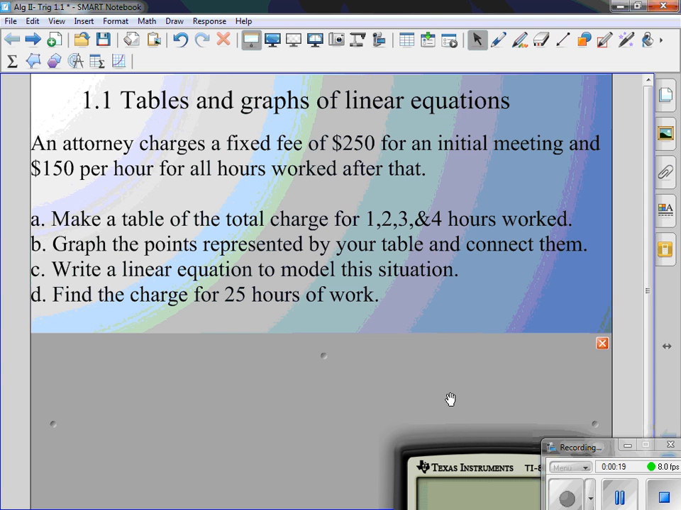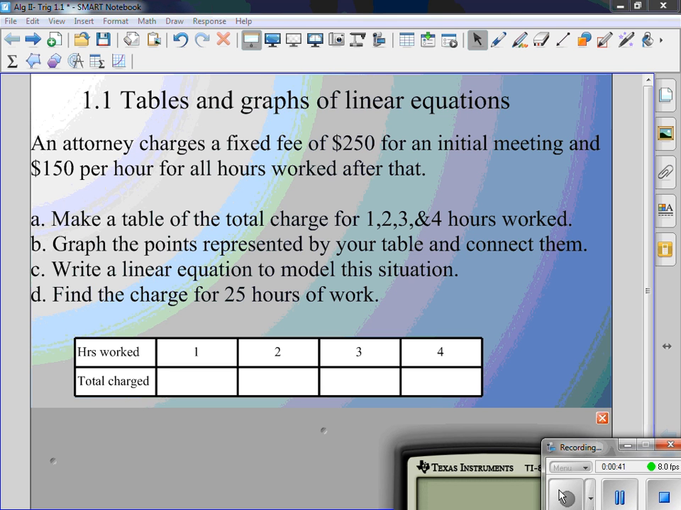What we're going to do is make a table of the total charge for 1, 2, 3, and 4 hours worked. We're going to graph the points represented by the table and connect them. And we're going to write a linear equation to model the situation and find the charge for 25 hours of work.